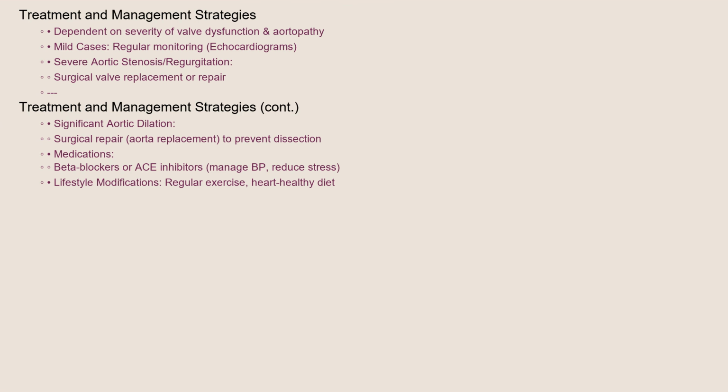Treatment and management strategies depend on the severity of the valve dysfunction and the extent of the aortopathy. For mild cases, regular monitoring with echocardiograms may be sufficient. For more severe aortic stenosis or regurgitation, surgical valve replacement or repair may be necessary. If the aorta is significantly dilated, surgical repair, potentially involving replacement of the affected segment of the aorta, is often recommended to prevent dissection. Medications, such as beta blockers or ACE inhibitors, may be prescribed to manage blood pressure and reduce stress on the heart and aorta. Lifestyle modifications, such as regular exercise and a heart-healthy diet, are also important.